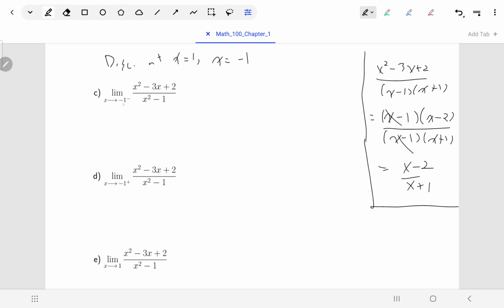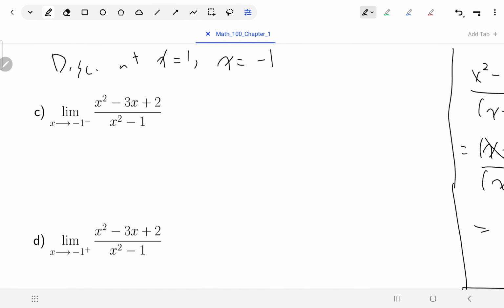We want to know what's happening as x goes to -1 from the left. Okay, so if we were starting with this one and we wanted to know what happens as x goes to -1 from the left, on the bottom, as x goes to -1, from both directions, it's going to 0. You're going to wind up with 0 in the denominator. And then the question is, well, what happens as x goes to -1 for the numerator?